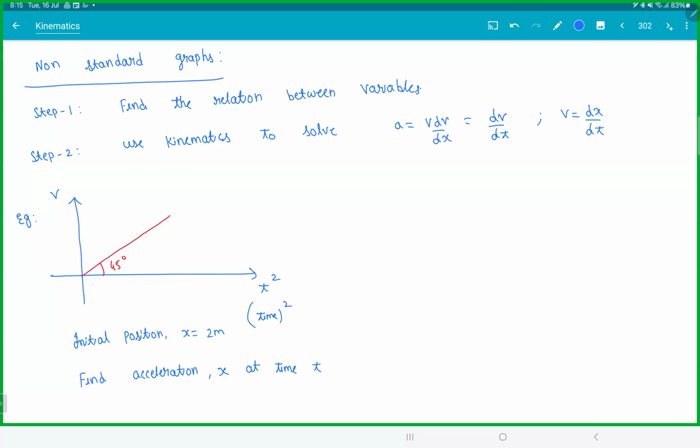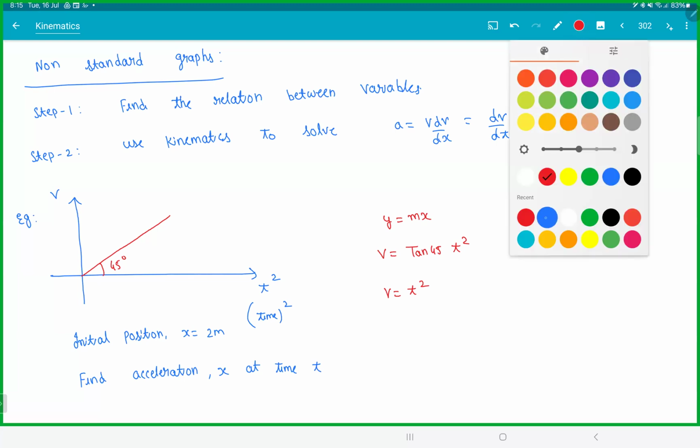So first thing, this graph here, it looks like y is equal to mx, a line passing through the origin. Y ki jagah you have v, m ki jagah we have tan 45, and x ki jagah we have t square. So indirectly, he gave me the equation v is equal to t square. That's it. Once you figure this out, graphs are done. Now it is just simply kinematics.